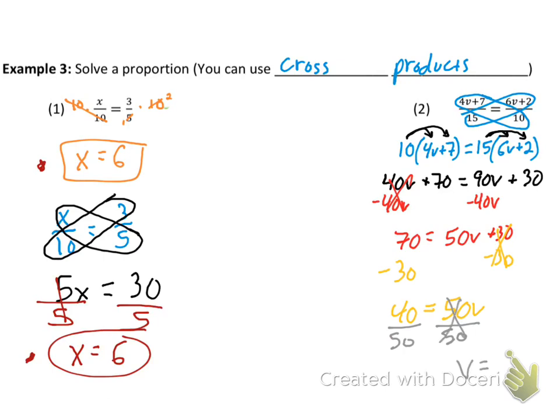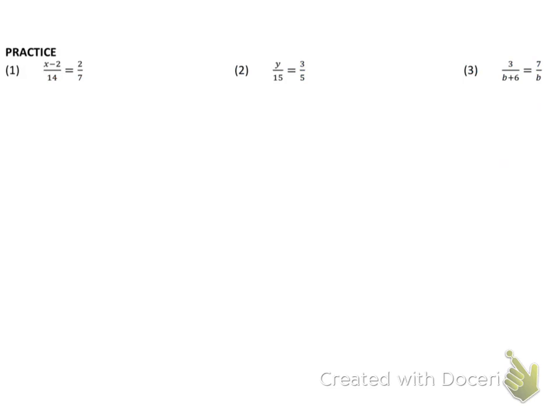So I get v equals 40 over 50. Simplify that, I get 4/5. If you use your calculator and get a decimal, you're going to get 0.8. Both answers are fine. All right, so that's how you can use cross products to solve some more complicated proportions. So go ahead, I'm going to pause the video, practice these 3, and then check your answers.